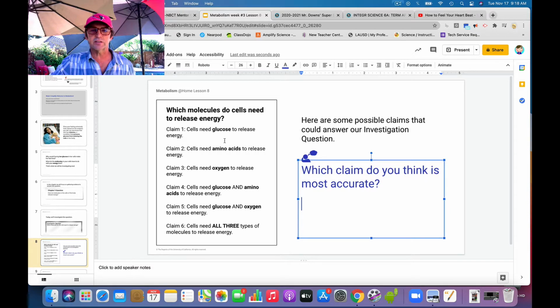So we're talking about cells and these different molecules that we have studied. Or claim 6, cells need all 3 types of molecules to release energy. So right now, just write the number in the chat. Take a second, think about what you know. Which one do you think it is? 1, 2, 3, 4, 5, or 6?